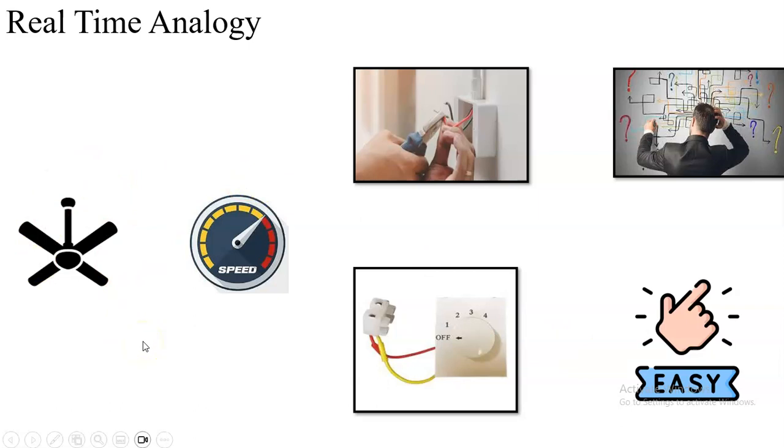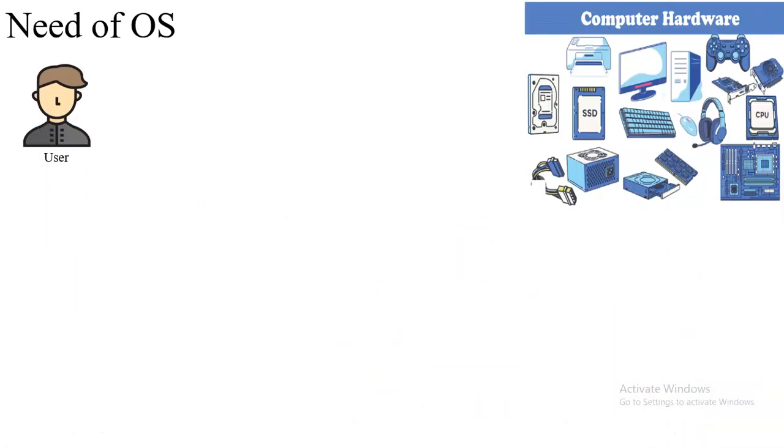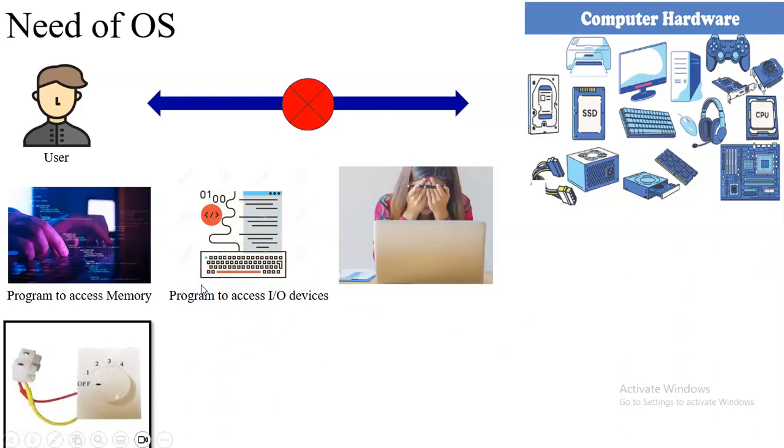So now I want you to apply this analogy to our operating systems. Just focus on this particular regulator. We will see in the next slide. So this is a normal user, and a normal user cannot directly access the computer hardware. If I wanted to access the hardware, the user had to write a program to access memory, and a program to access input-output devices. Again, that is a very difficult task.